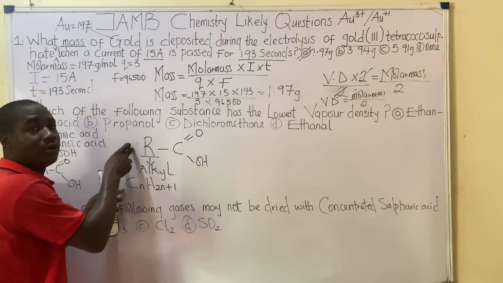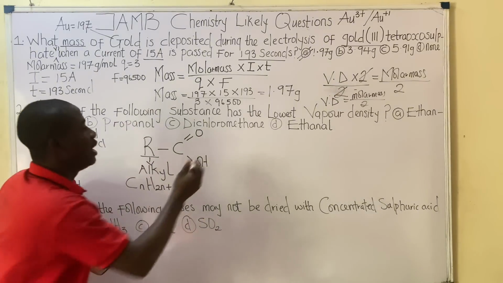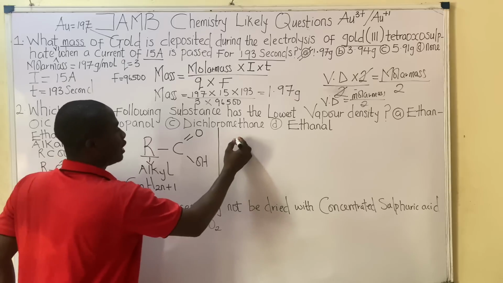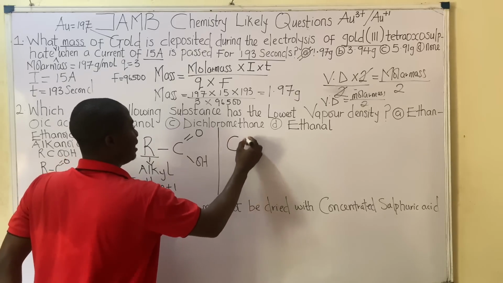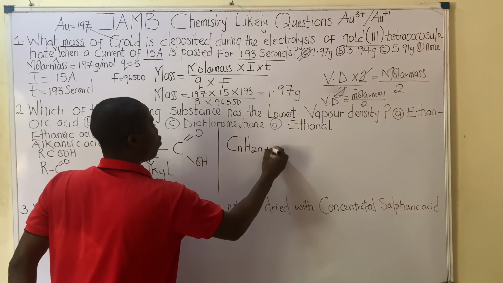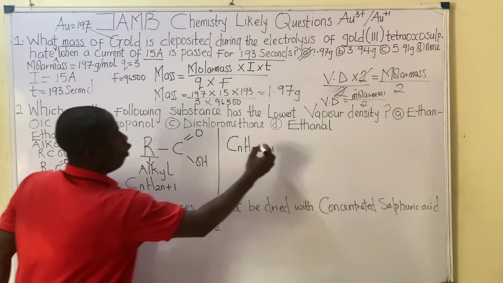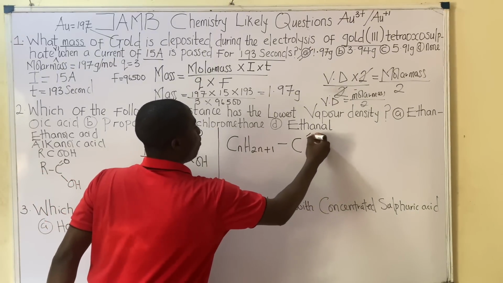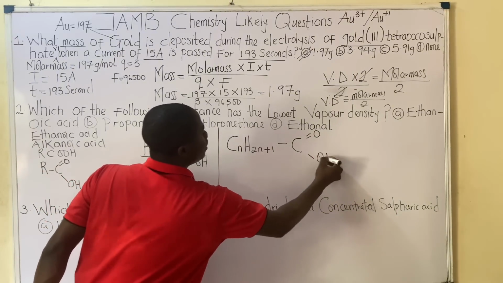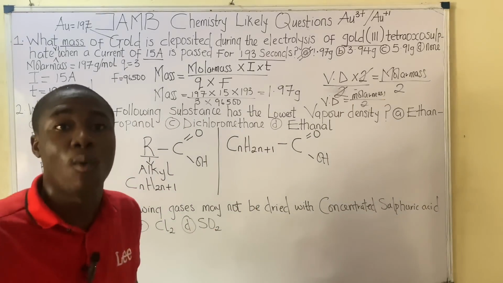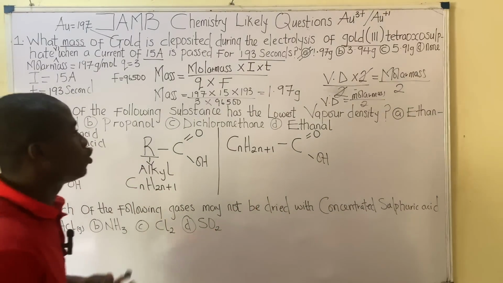So then, I can actually write this. This place I'm having R, I can remove it and put this. There's a reason. Now, watch closely. So if I do that, what am I having? CnH2n+1. This is the general formula for R. Bond C, double bond O and OH. The reason I'm doing this is to get the general formula for what now? Ethanoic acid. So ethanoic acid.